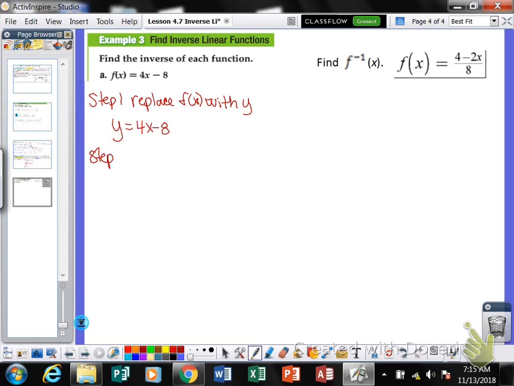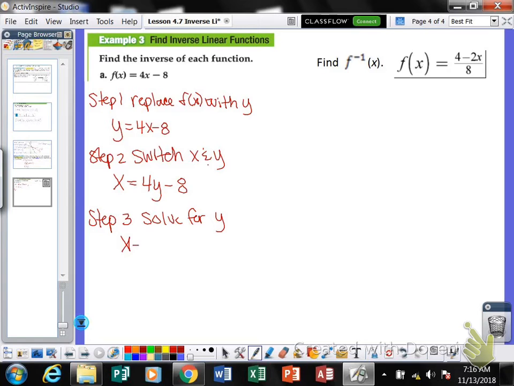Step 2, I don't want to use the word replace. I want to use the word switch, switch x and y, because now we're going to find the inverse. So x equals 4y minus 8. That's all I do, I just switch the x with the y. So wherever x was, put a y. Wherever y was, put an x. Step 3, solve for y.